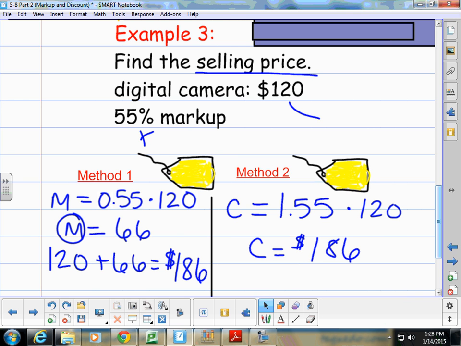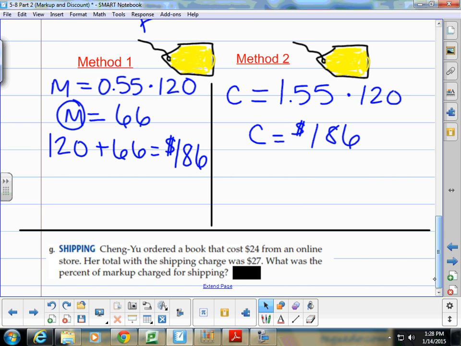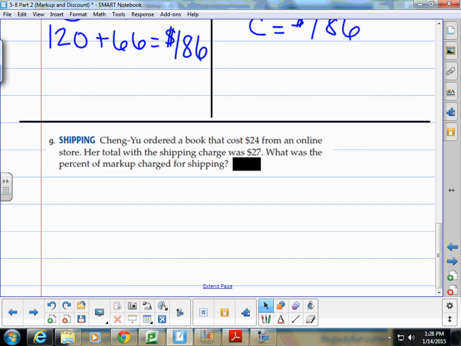Okay, so not too bad of a deal here. Another type of question you might see is: Chen Yu ordered a book that cost $24 from an online store. Her total with shipping was $27. This time you're looking for the percent of markup charged. So this time you don't know the percent. So this is going back to knowing percent of change, okay?